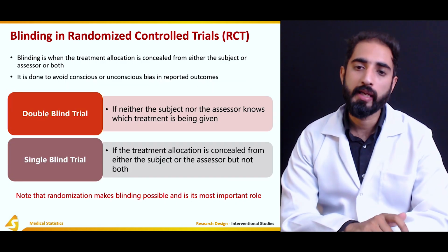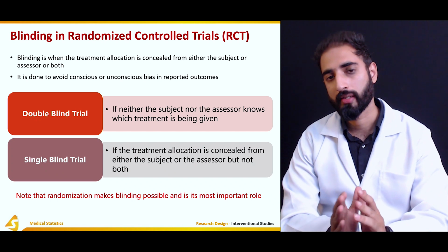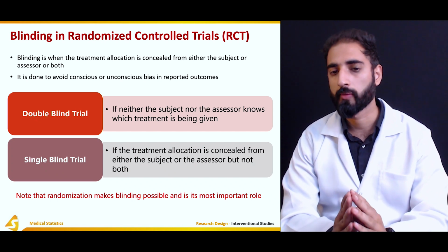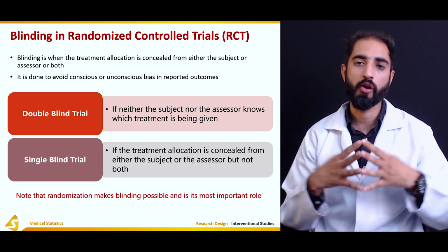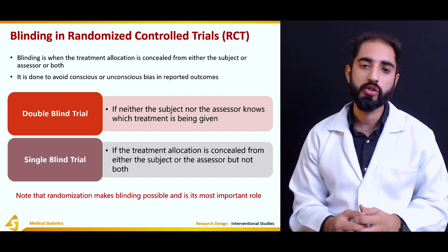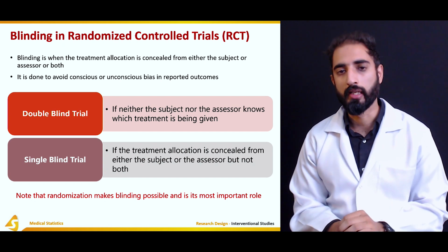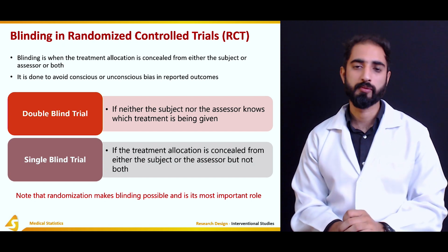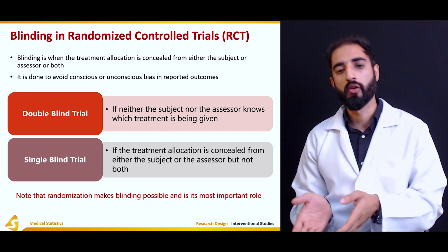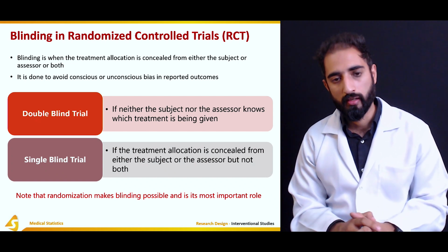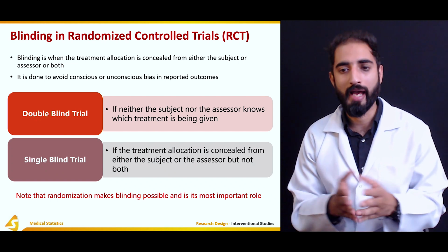Now, blinding. As I already told you, randomization leads to blinding. Blinding is when the treatment allocation is concealed from either the subject or assessor or both. For example, I am the assessor and I don't know the group of this participant or patient, whether he or she is in the control group or the interventional group. That is blinding.